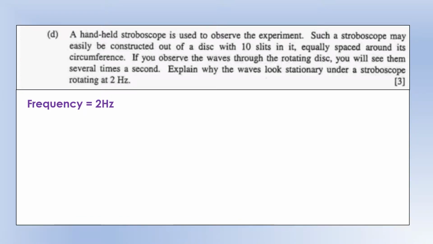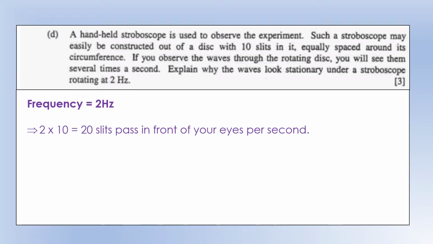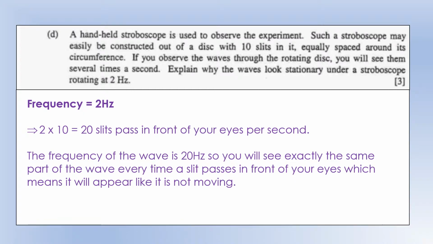So first of all, if the frequency is 2 Hertz and there are 10 slits, that means 20 slits are going to pass in front of your eyes every second. And you'll also note that the frequency of the wave is 20 Hertz. So every time a gap goes in front of your eyes, you're going to be looking at exactly the same point on a wave. And that's why it's going to appear like it's not moving.